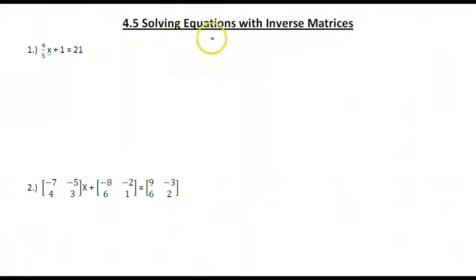Before we get to solving equations with inverse matrices, I want to review how to solve for x in a linear equation. In this problem, x is being multiplied by 4/5 and 1 is being added to x. In order to solve for x, we need to undo those two things. To undo plus 1, we're going to subtract 1 from both sides of the equation.